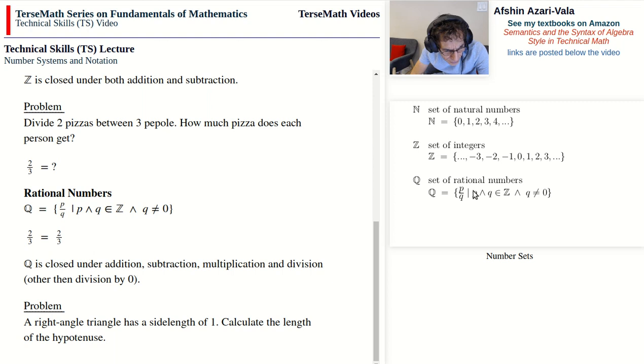I have given a proof of this in the appendix of my textbook, Style in Technical Math. The proof is somewhat long, so I'm not going to reproduce it here. I'm sure you can also find it online. But it can be proven that there is no fraction, positive or negative fraction, that corresponds to the square root of 2. If you want to prove this on your own and give it a try, try 4 cases where the top and the bottom, keep in mind they come from Z.